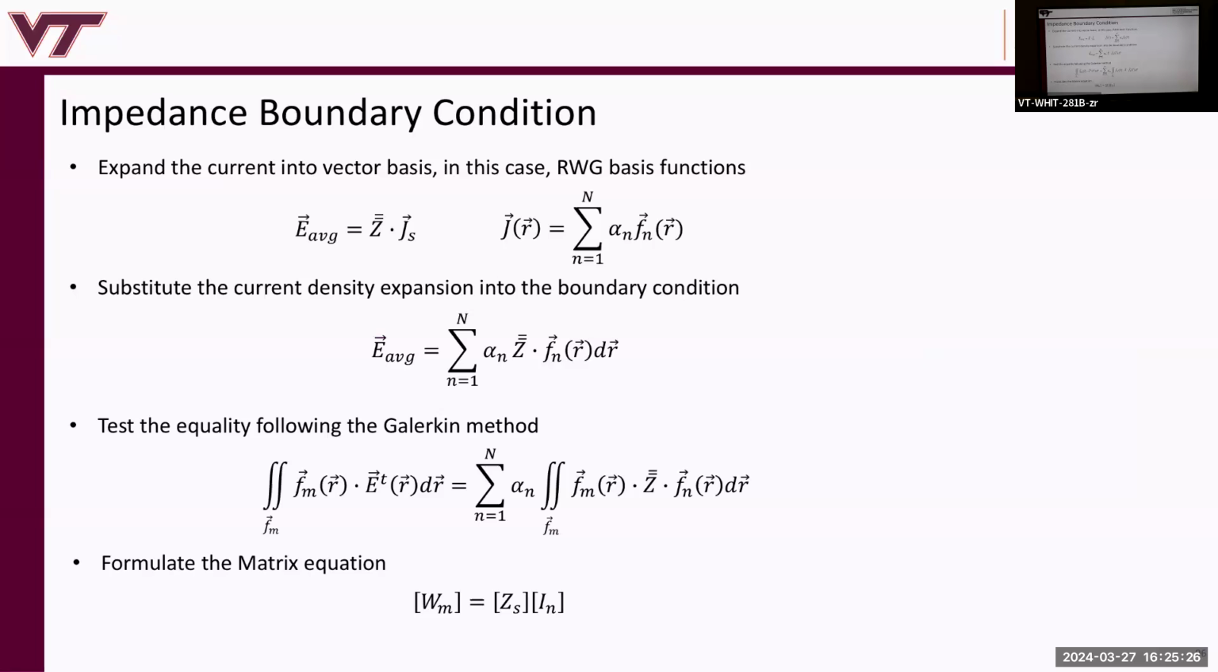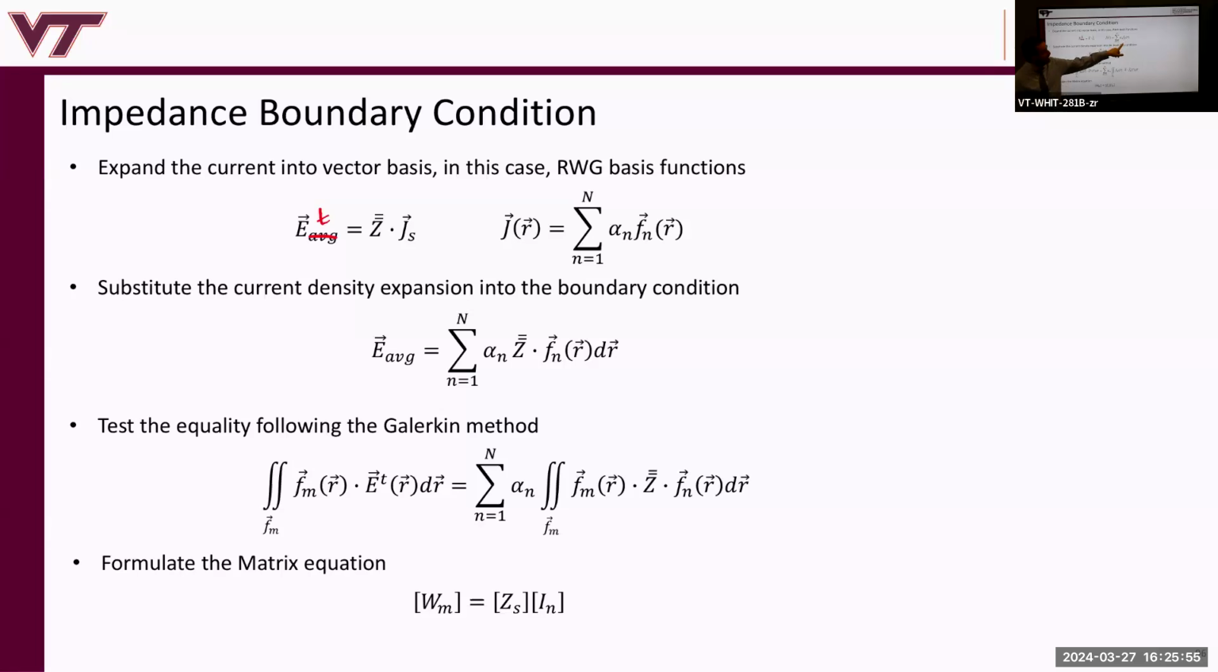So here's the impedance boundary condition. Let's just consider this as E total, right? So E total equals Z dotted with J. And we expand. We're going to start from this boundary condition, and we're going to massage it so that we can introduce it into our EFIE, right? Because the EFIE that we derived already is only for PEC. So let's take this equality and expand our current density in terms of our RWG basis functions, or in general vector basis functions.